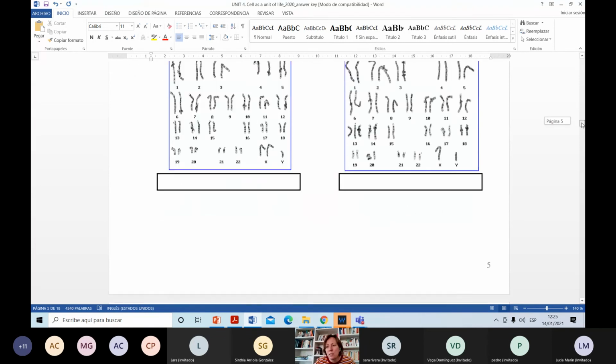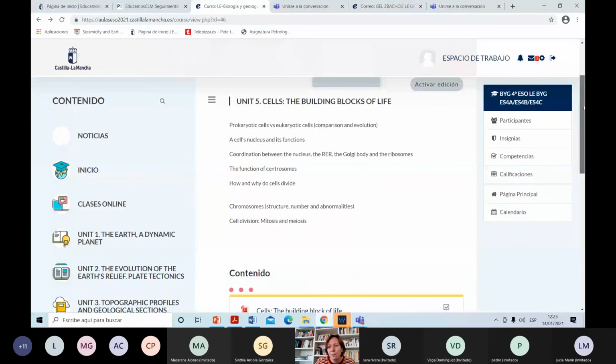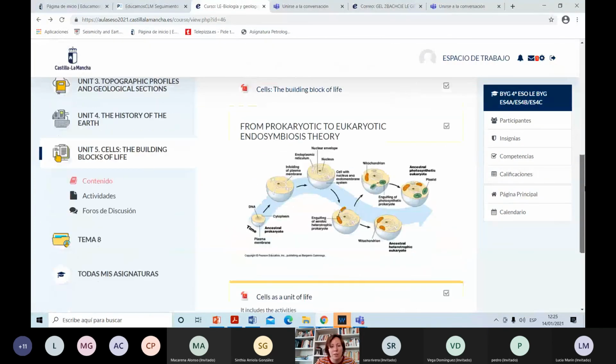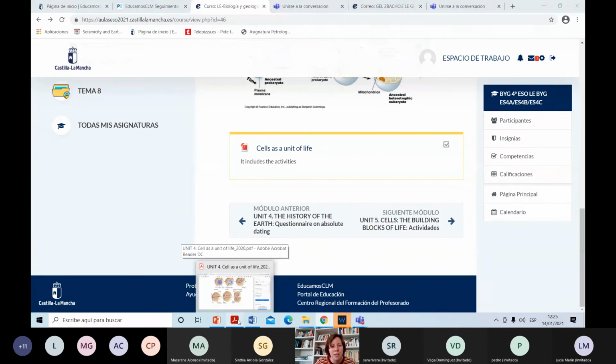Count this. Teacher, yo no lo entiendo. Bueno, pues eso, count the chromosomes here. Por ejemplo, vamos a hacer este de aquí, ¿vale? Contamos estas. 1, 2, 3, 4, 5, 6, 7, 8, 9, 10. ¿Pero eso dónde está? En la fotocopia que tienes aquí, donde estaban los ejercicios. Si bajas aquí en contenido, dice cells as a unit of life y dice it includes the activities, que quiere decir que las incluye, ¿vale? Ahí pinchas y te sale esta.